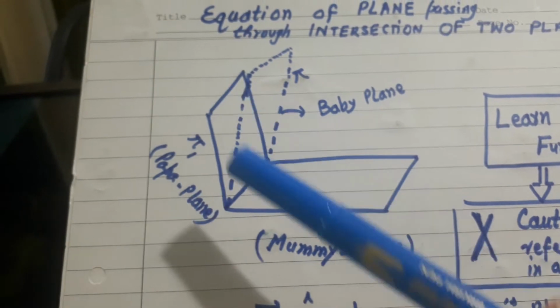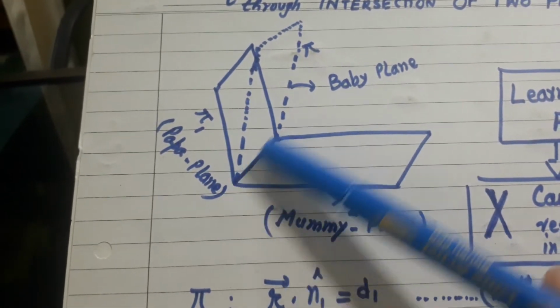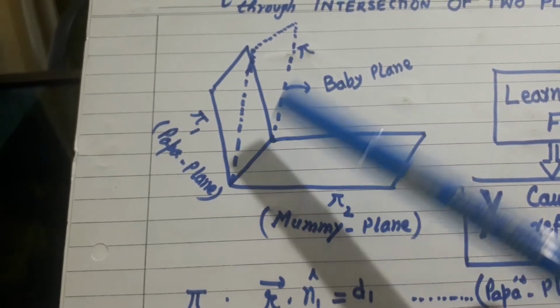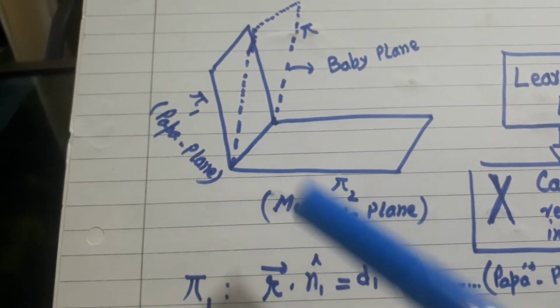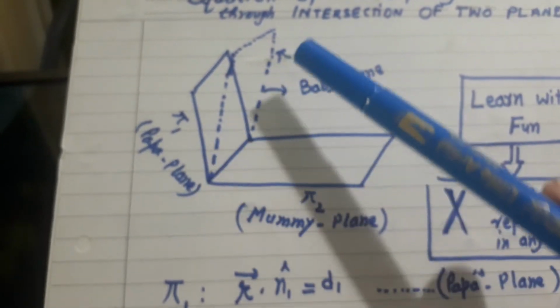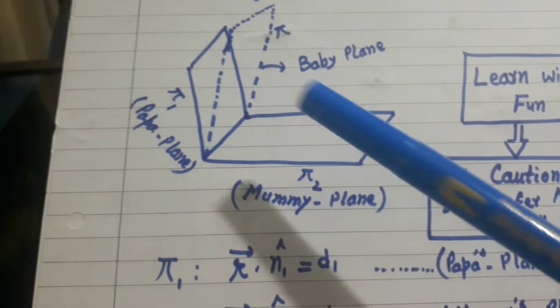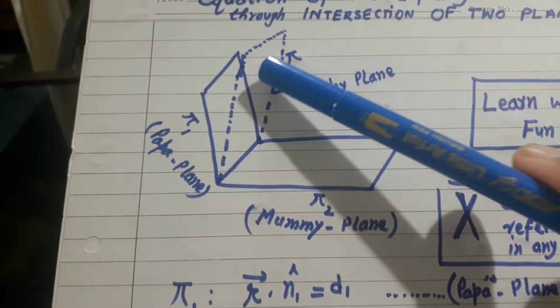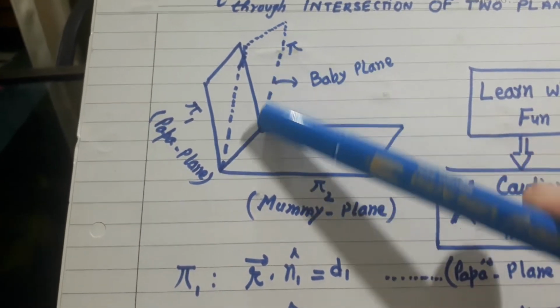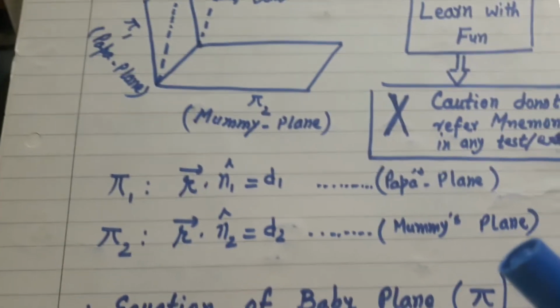When the two planes intersect, this intersection is a line. This plane is passing through this line. We have to find the equation of this. This is a baby plane. It is father here, mother here, and baby is there. We are interested to find the equation of baby plane. It is very, very easy.